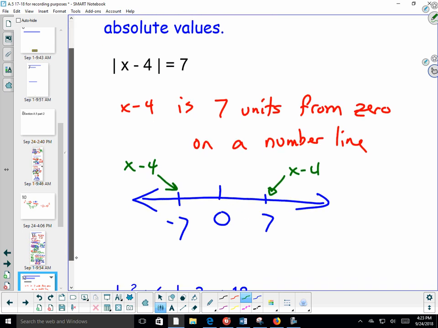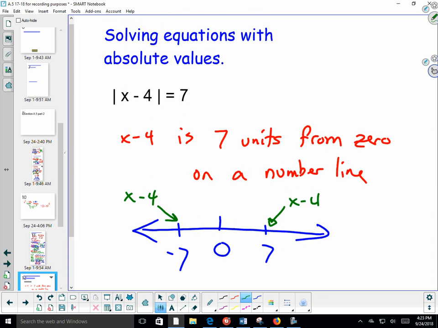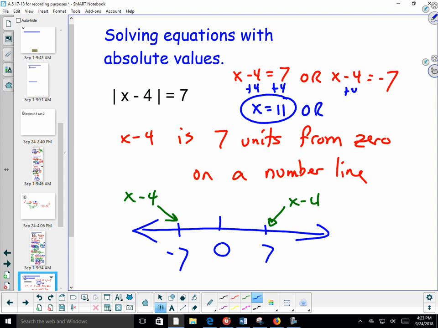And that means that I can write this as 2 separate equations. I'm going to write this as x minus 4 equals positive 7, or x minus 4 equals negative 7. And so in this case, I'm going to add 4 to both sides, and I get x equals 11. Or if I add 4 to both sides here, I get x equals negative 3. So those are my 2 solutions for this problem. All right, so that was like an Algebra 1 kind of an absolute value problem.